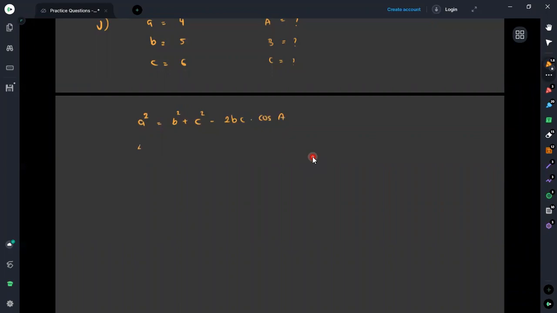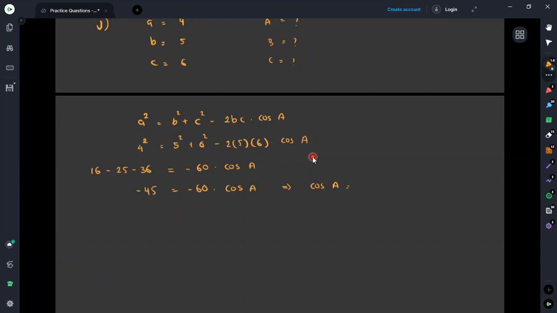Now, if you do the substitution, a squared is 4 squared, equal to 5 squared plus 6 squared, c is 6, then minus 2 times b is 5, c is 6, times cosine A. Then 16 equals 25 plus 36 minus 2 times 5 times 6, altogether 60, times cosine A. If you solve the left hand side, 16 minus 25 minus 36 is minus 45, equal to minus 60 times cosine A.